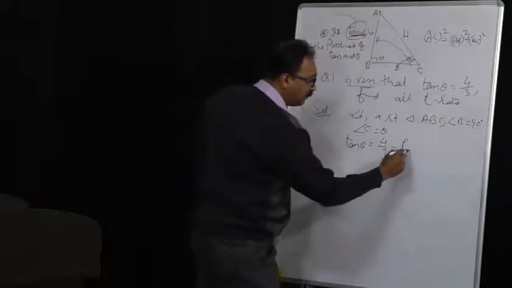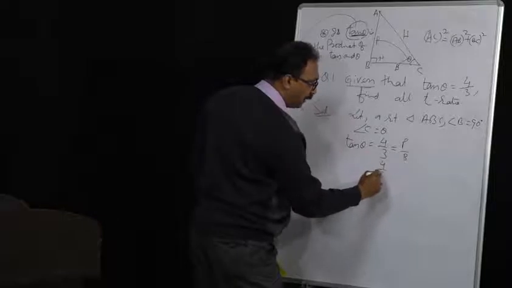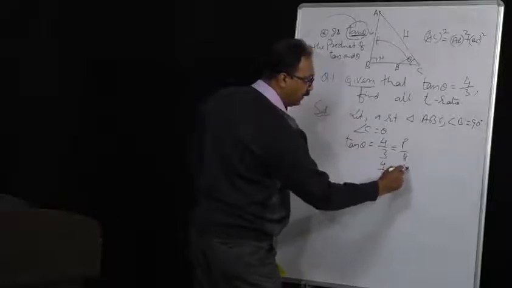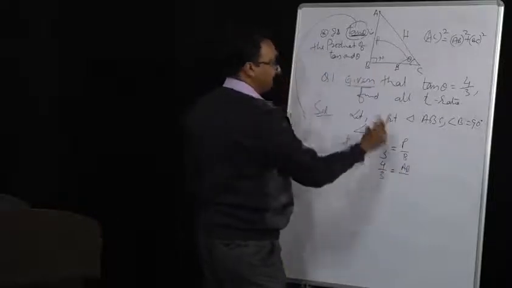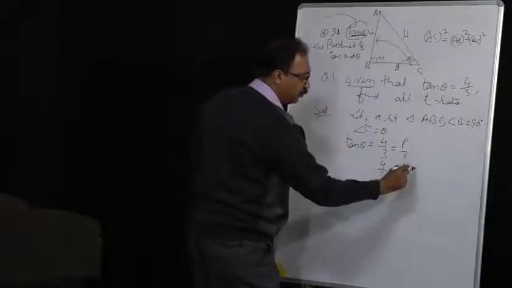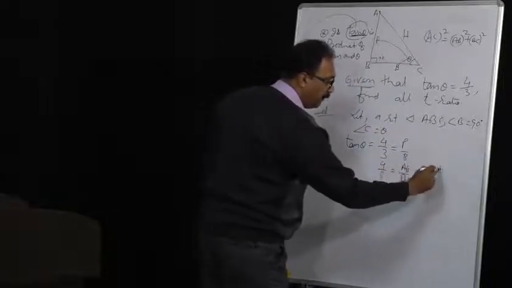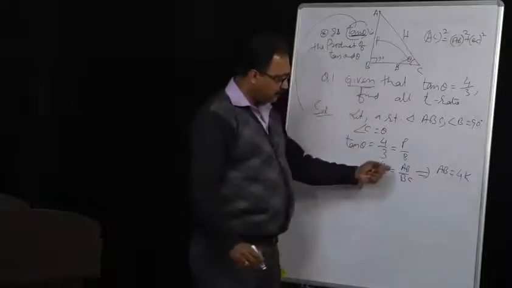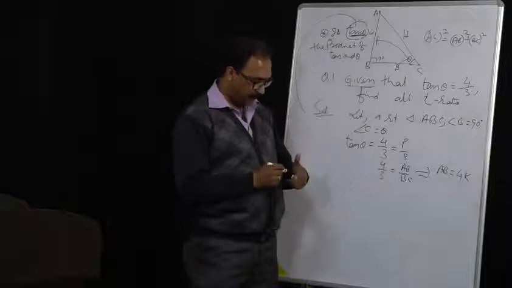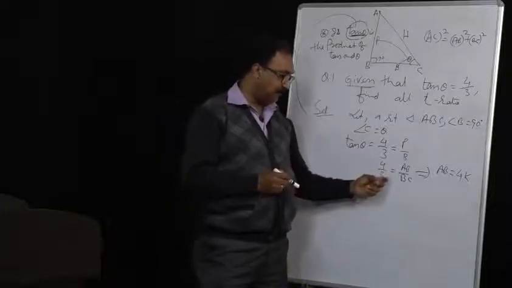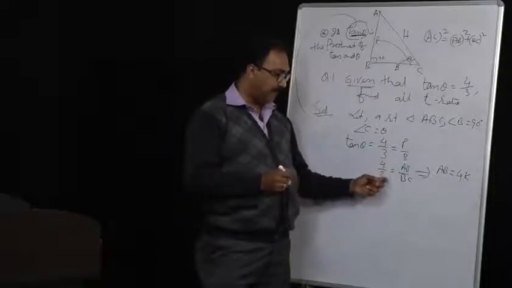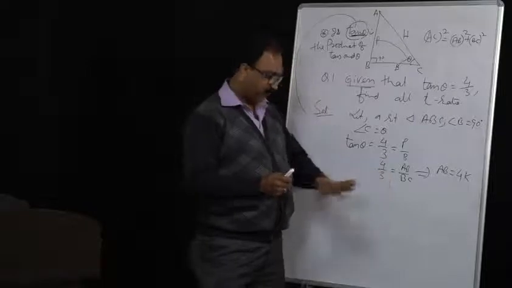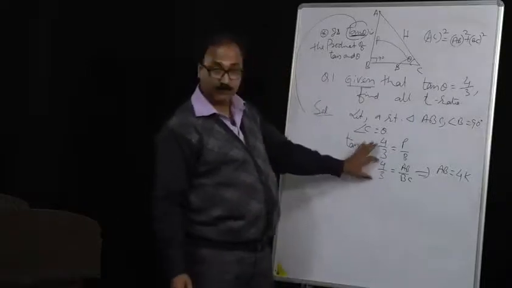AB. So that means this perpendicular 4/3 we can refer as AB, and the base we can redirect here as BC. So what you know from here, AB is 4K. Why K? Because it's a ratio, it cannot be the actual value. It may be 40 and 30, it may be 12 and 9. So after making it the lowest term, we got this part.